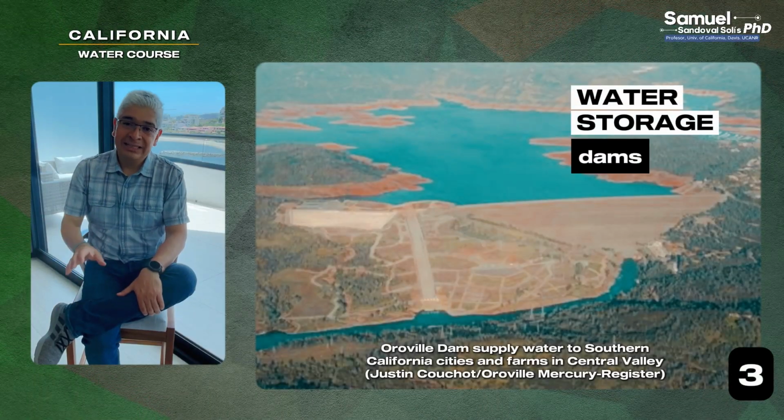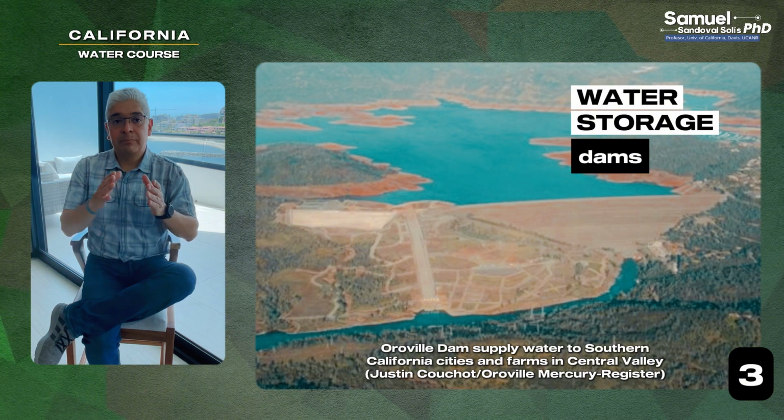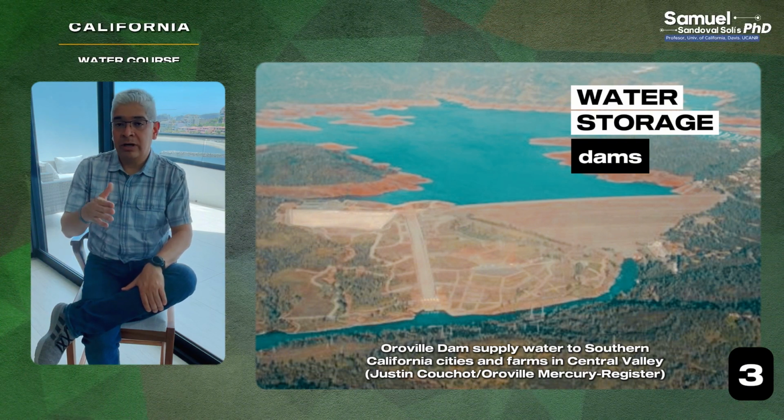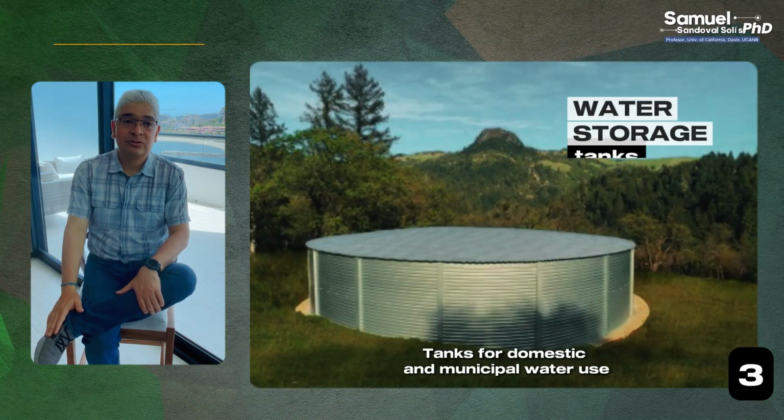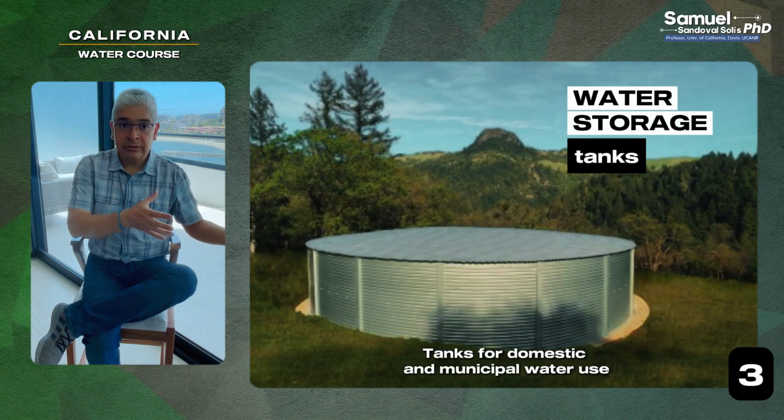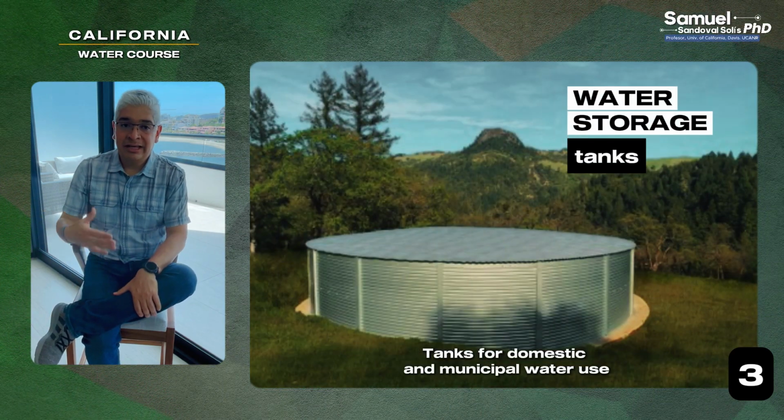The third one is water storage. So for example, dams along the rivers to store water for later use for cities or for agriculture, tanks to store water, water barrels to store water at home, and so on.